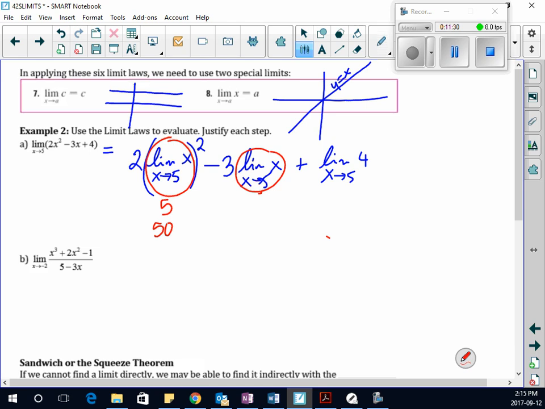What do I get for this one right here? 5 times minus 3, so it will be minus 15, yes? And what do I get for this? The limit of the constant, doesn't matter what it's going to, it's always going to be the constant. So it's going to be 4, because there's no x in there, so it's not a variable, right? It's a constant, yeah? So 50 subtract 15 is what? 35, 39? Somebody check my math.